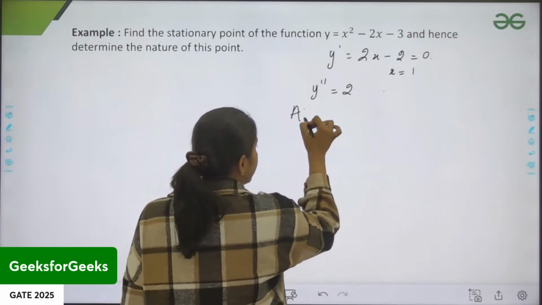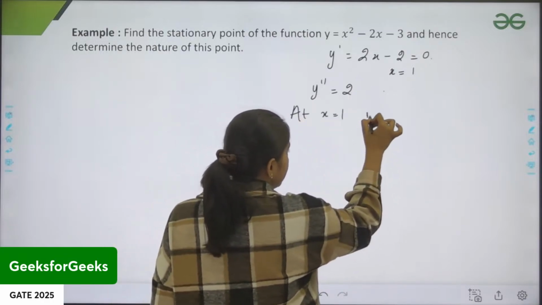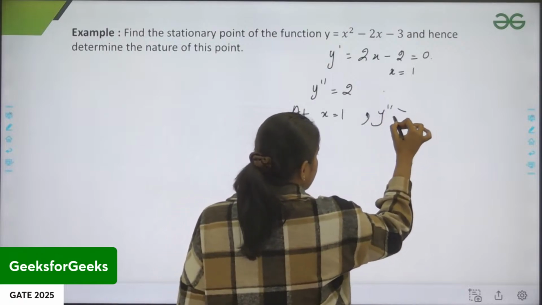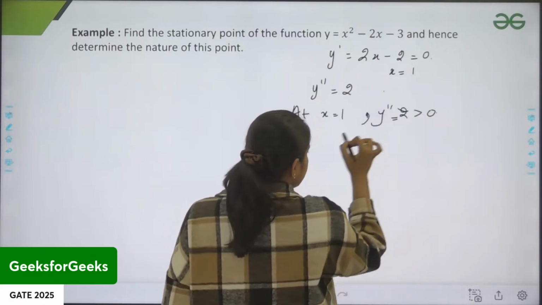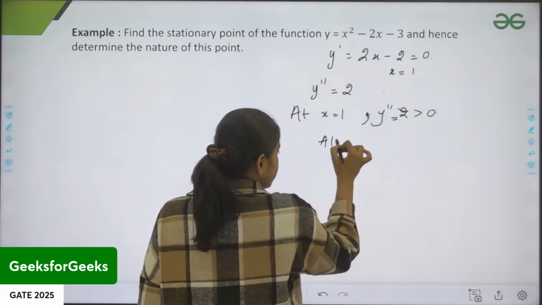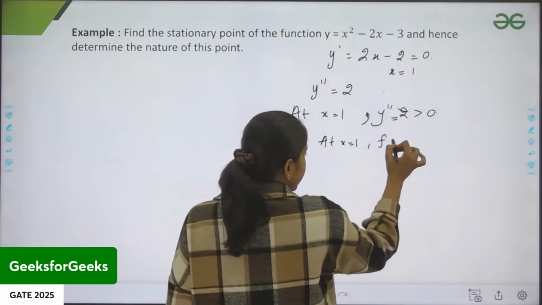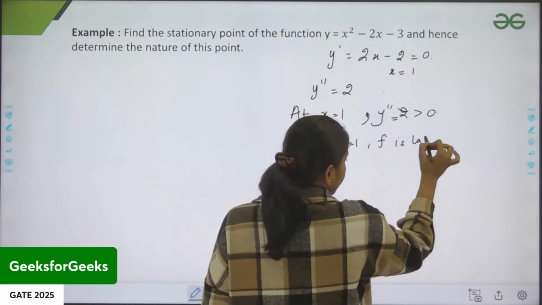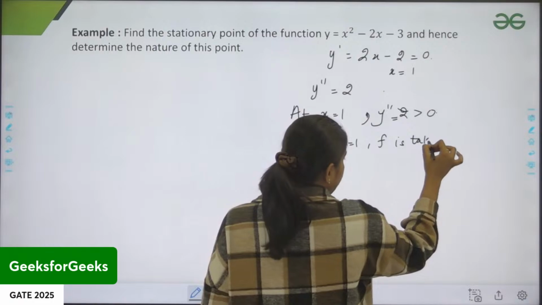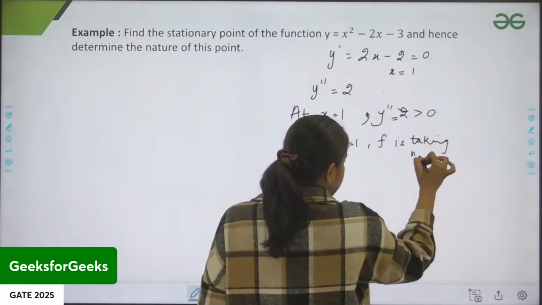So I'll write that at x equals 1, the double derivative is equal to 2, which is greater than 0. So we'll say that at x equals 1, f is taking a maximum value.